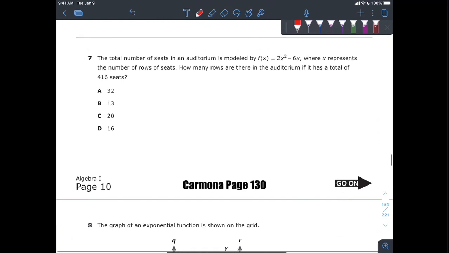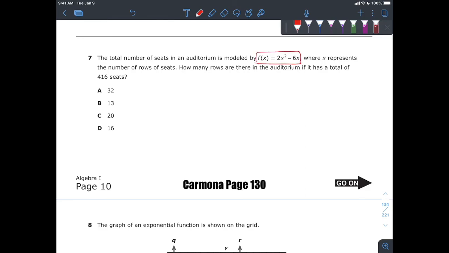Number 7. The total number of seats in an auditorium is modeled by this equation, where X represents the number of rows of seats. Okay, so X is my rows. How many rows are there in the auditorium if it has a total of 416 seats? So my Y value is seats, my X is rows. So they told me there's 416 seats. That is a Y value.